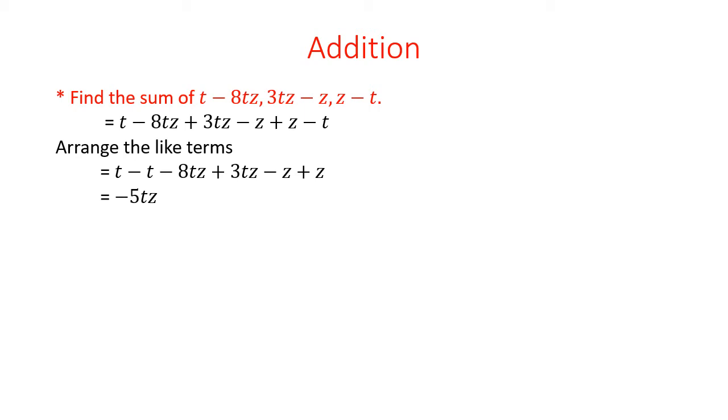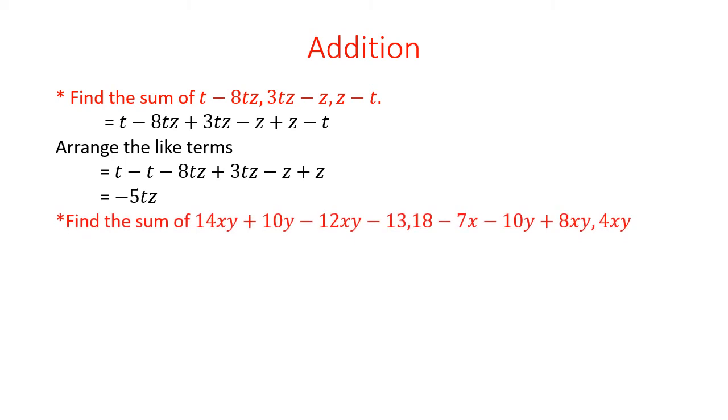The first coefficient is minus 8, then plus 3. If there are two different signs, what will we do? We put the sign of the greater number and subtract. Which is greater? Minus. So minus 8 minus 3, that is 5. So our answer is minus 5tz, and minus z plus z will get cancelled. So the answer is minus 5tz.